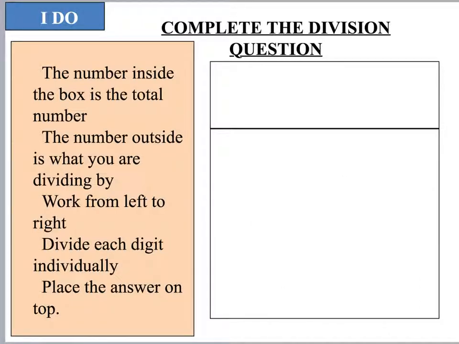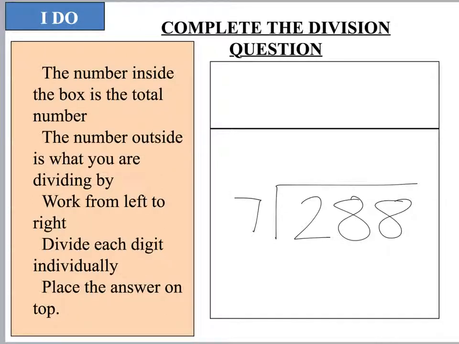I'd like to show you one more question. This one is 288 divided by 7. Well, we start off normally, we have our 2 and we try to divide it by 7. We can't do that. So we could write our 0 at the top, but we don't need to.